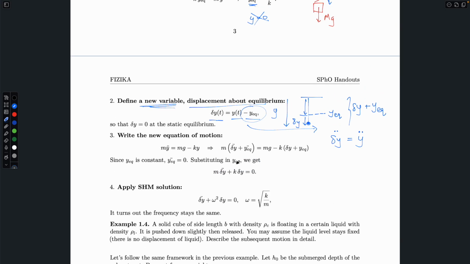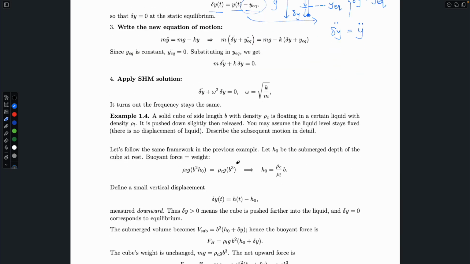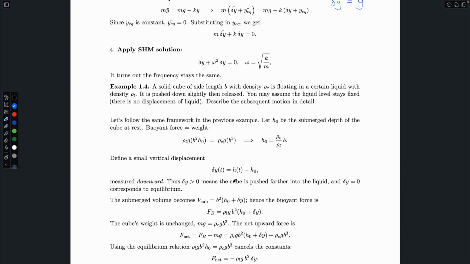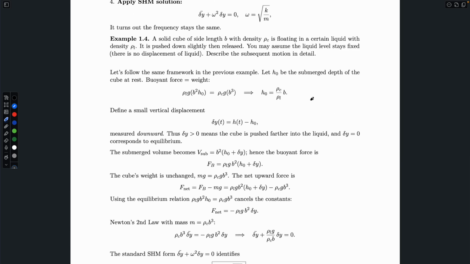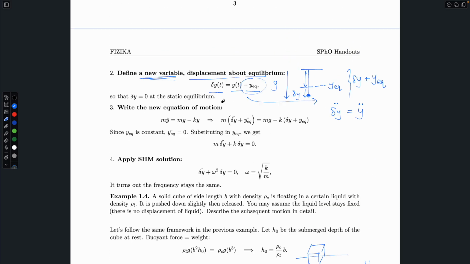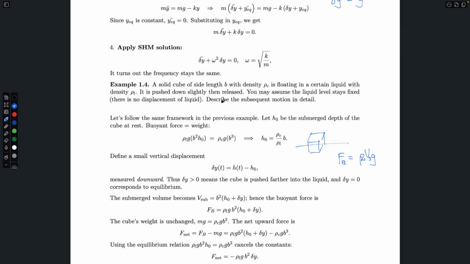Okay? So we can apply this idea to the next example, which is when you submerge a cube underwater. Note here that you need to know the equation for buoyancy force. There is a restoring force upwards equal to rho Vg, where V is the submerged volume and rho is the density of the water. So once again, we apply the same framework to solve this example.